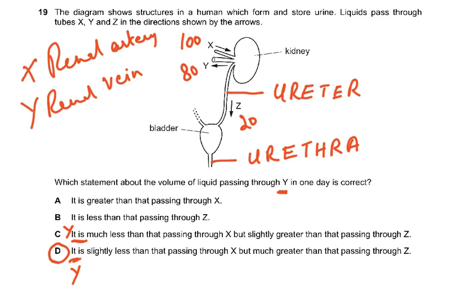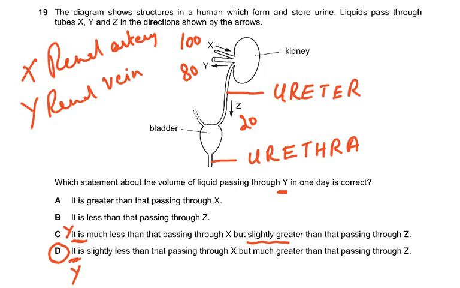Y is less than X, that's right. But slightly greater than passing through Z? No, Z is very little. I mean, how many times do you go to the bathroom? We don't pass out so much urine every day. So this is why C was wrong. So Y is slightly less than X, yes, that's correct, but much greater than that passing through Z.